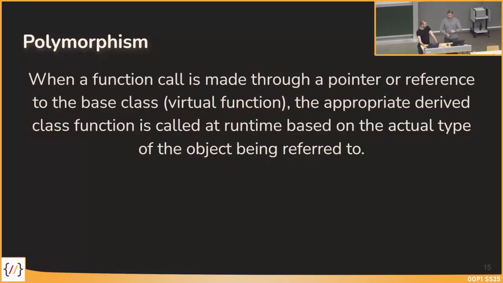And more concretely, more programming related, when a function call is made through a pointer or reference to the base class, so to a virtual function of the base class, then the appropriate derived class function is called at runtime based on the actual type of the object being referred to. So this is just a more formal explanation of what we have seen before. If we have, for example, a lion, and we created this lion, it has the type lion. So the object has the type lion.